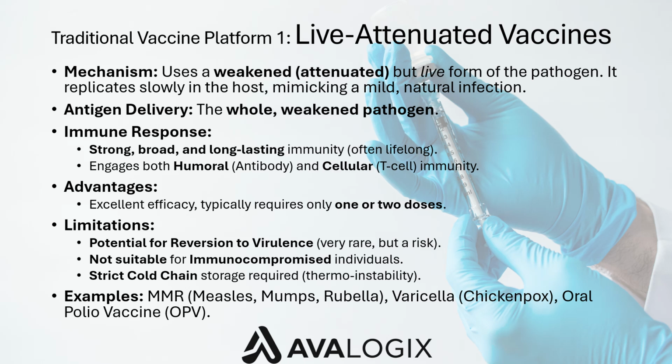This is arguably the most potent form of vaccination. The mechanism is brilliant yet simple. We take the virulent pathogen and intentionally weaken it, a process called attenuation. This is usually done by growing it repeatedly in non-human conditions until it accumulates mutations that make it harmless to humans. The vaccine is live, meaning the organism can still replicate inside the host. Crucially, it replicates just enough to mimic a mild, natural infection, but not enough to cause serious disease in a healthy individual. Why is this so effective?